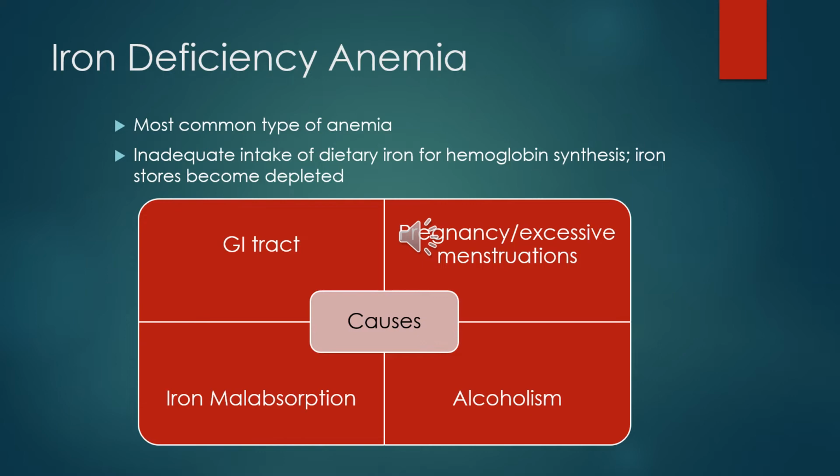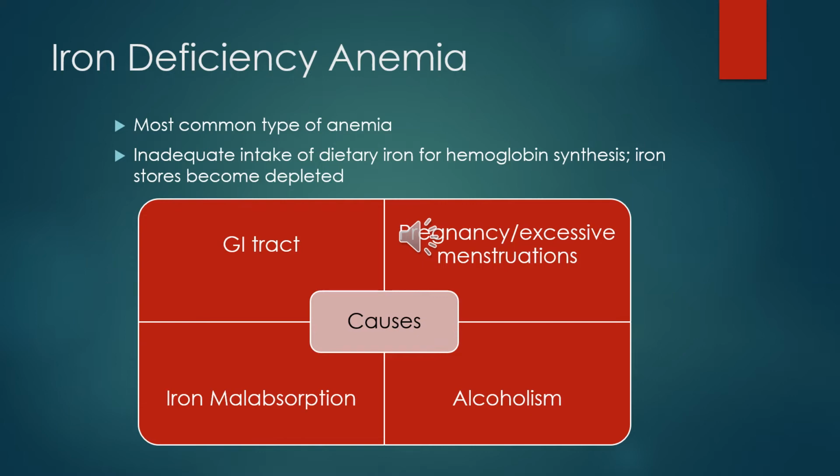Iron deficiency anemia is the most common type of anemia seen. Iron is necessary for hemoglobin synthesis. So when someone has iron deficiency anemia, the iron stores become depleted, which says they have an inadequate intake of dietary iron needed to produce hemoglobin. The most common cause is GI bleeding, such as gastric ulcers, gastritis, and inflammatory bowel disease, such as Crohn's or ulcerative colitis.